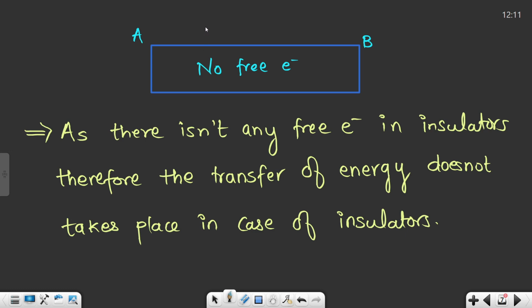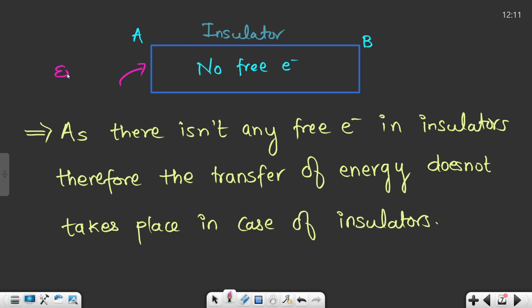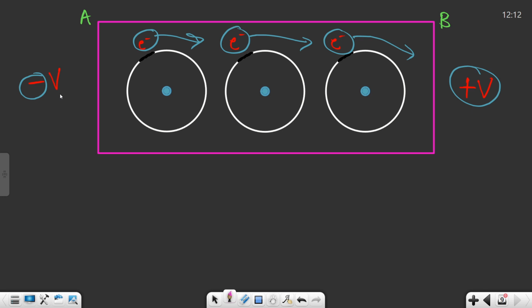Let me write over here, this is my insulator. Therefore no transfer of energy takes place from point A to point B. Even when I supplied certain energy, I was unable to sense the energy at point B. This is how things work. If I provide certain heat and apply my finger to point B, the electrons will move from A to B as my finger is positively charged as compared to the conductor, which was negatively charged. Similarly, in case of voltage, when we apply a certain voltage across a conductor, this is how things work.